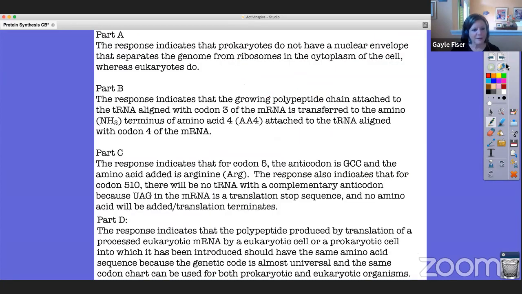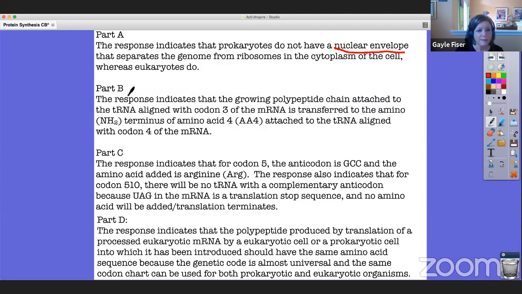All right, now let's check. The response indicates that prokaryotes do not have a nuclear envelope that separates the genome from ribosomes in the cytoplasm of the cell, whereas eukaryotes do. I hope that you said that. The nuclear membrane was an essential part of that sentence, separating the genome from ribosomes in the cytoplasm in eukaryotes, but the prokaryotes do not have that.